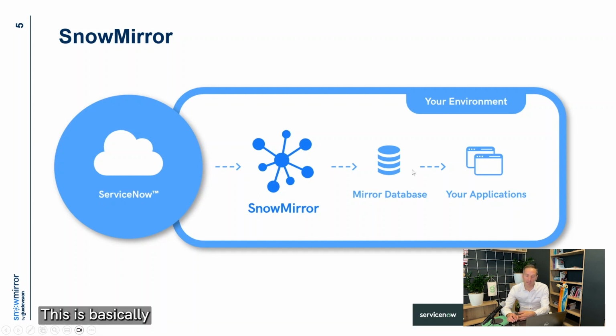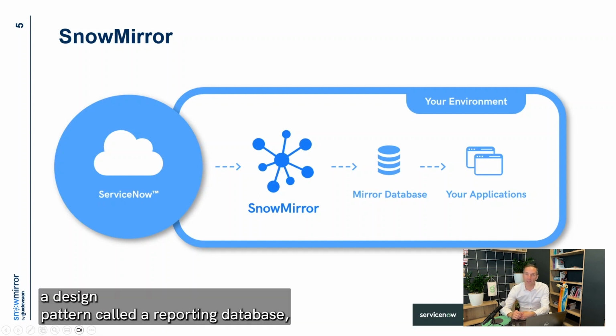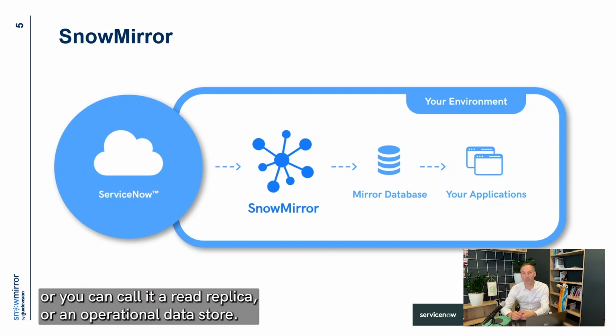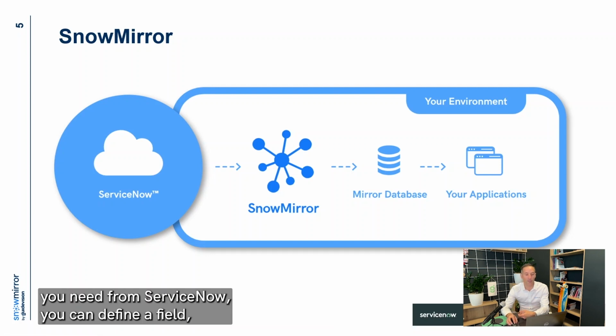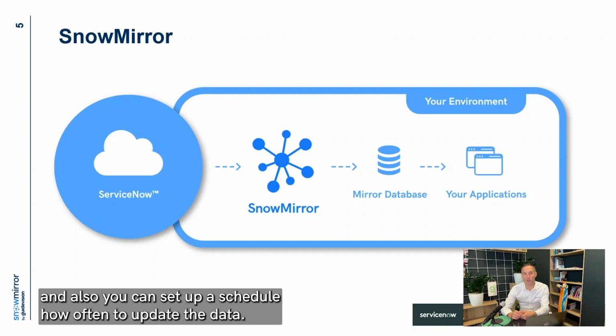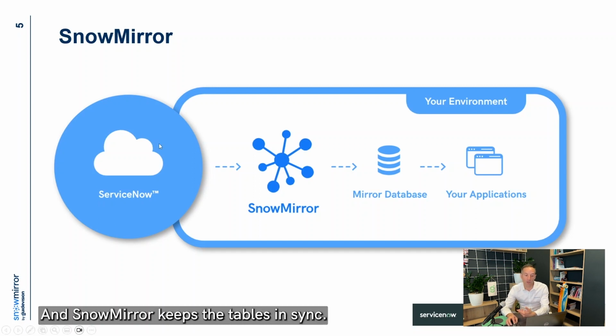This is basically a design pattern called reporting database, or you can call it a replica or an operational data store. As you will see in the demo, with SnowMirror, you can define the tables you need from ServiceNow, you can define the fields, and also you can set up a schedule how often to update the data. And SnowMirror keeps the tables in sync.